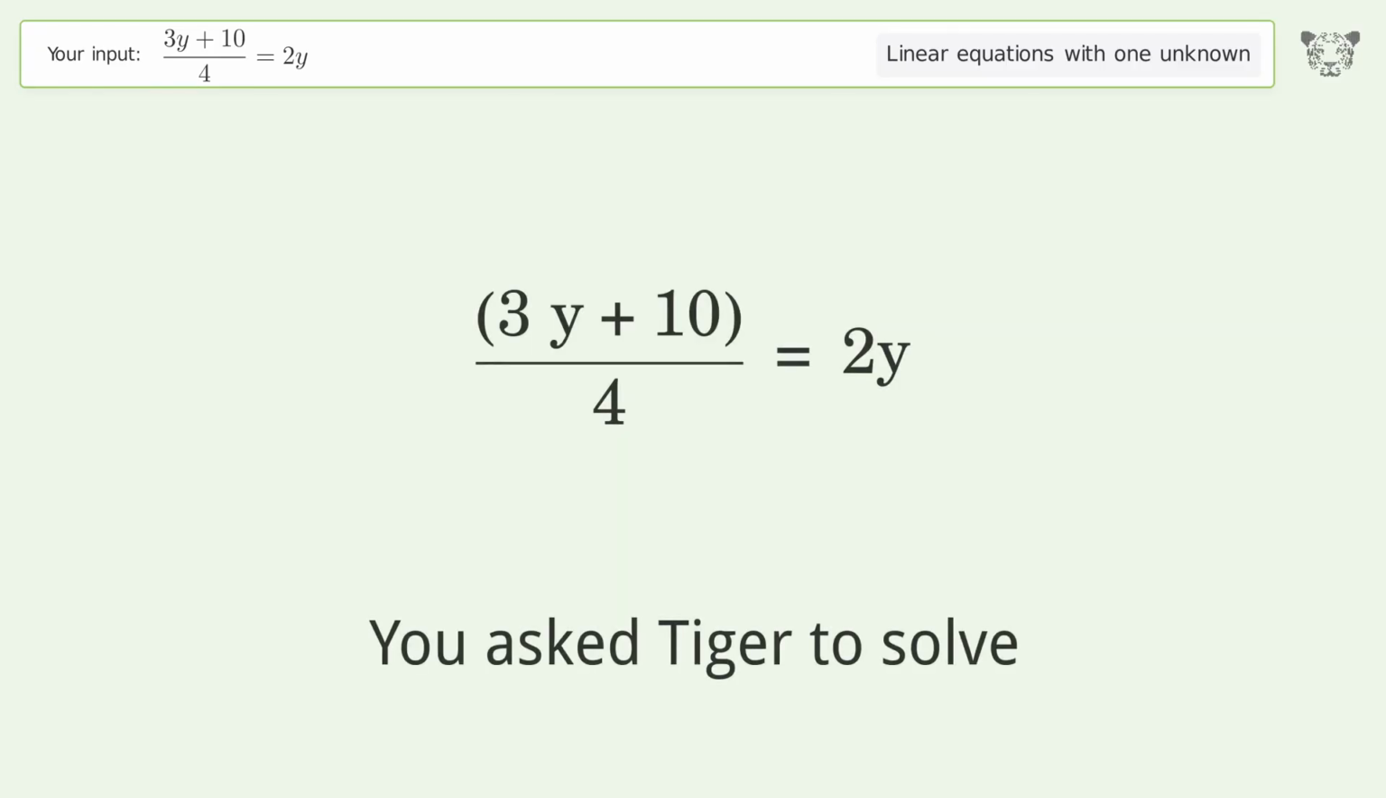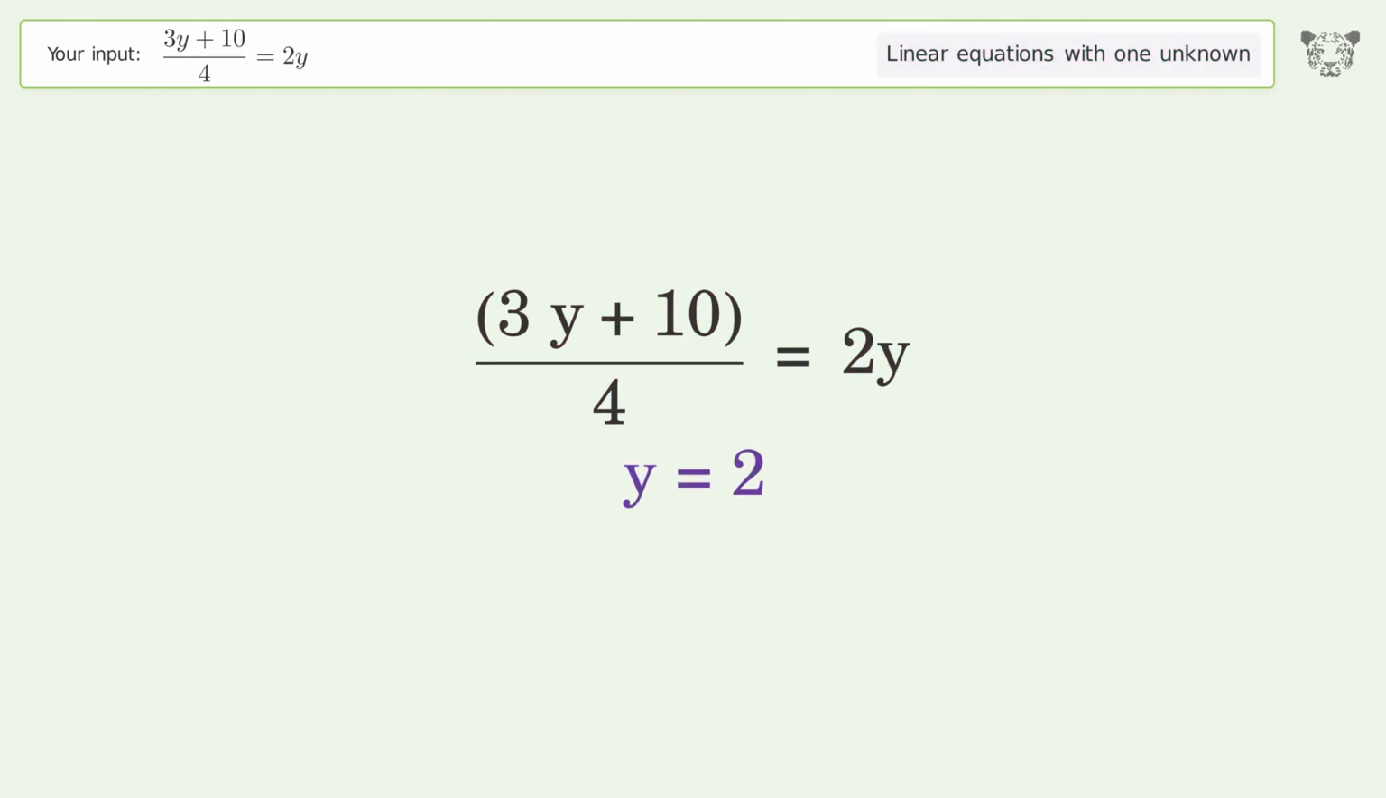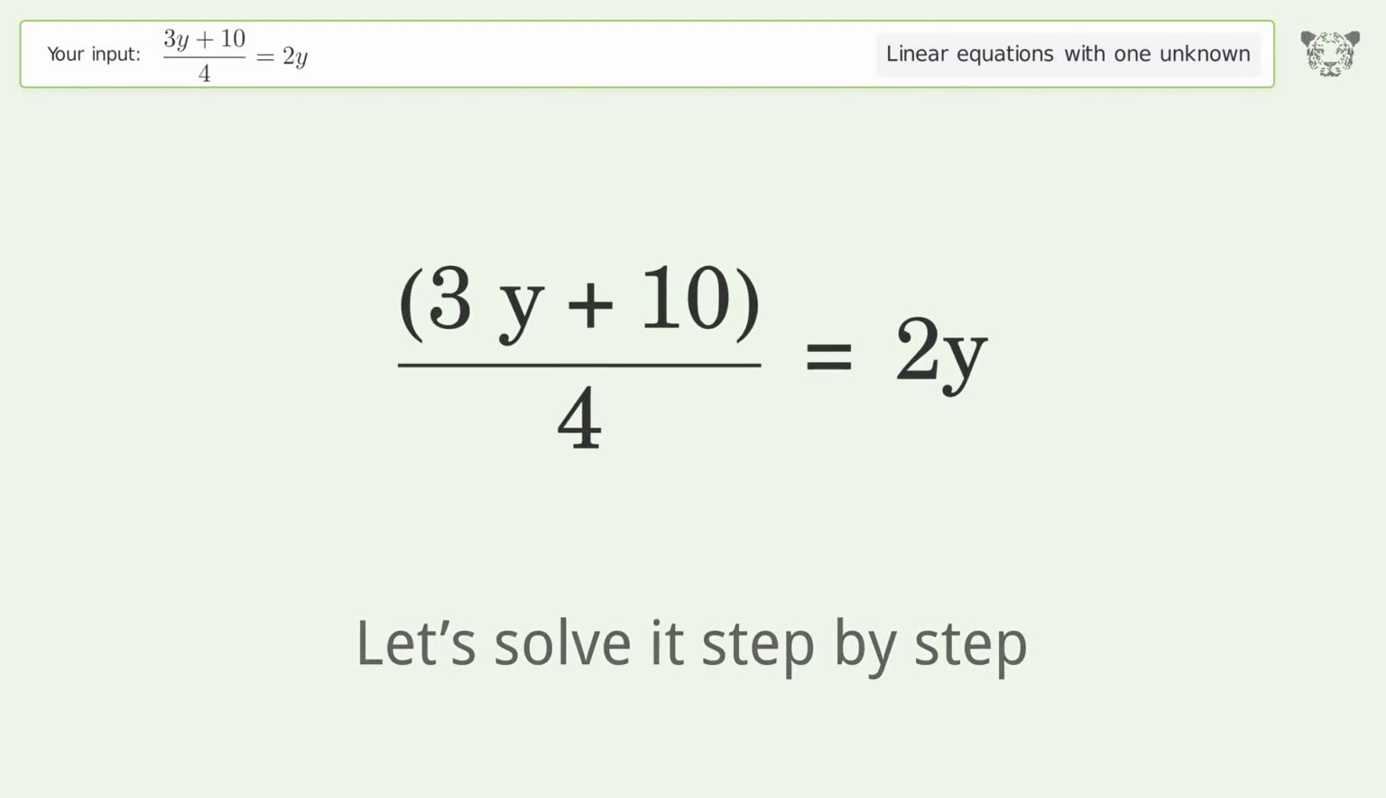You ask Tiger to solve. This deals with linear equations with one unknown. The final result is y equals 2. Let's solve it step by step.